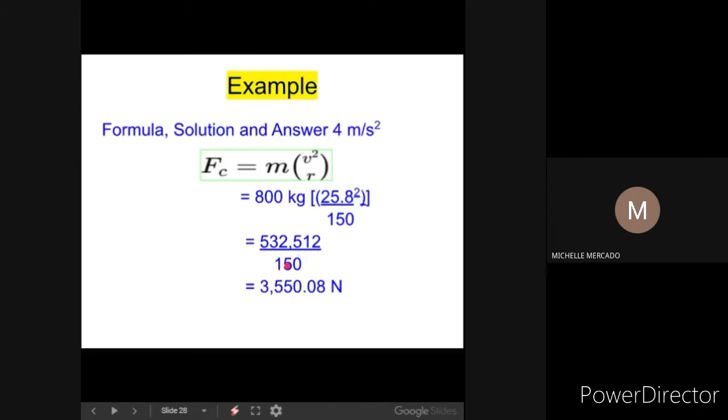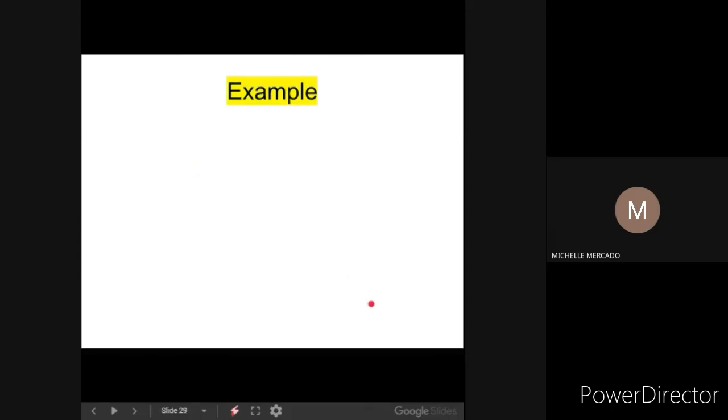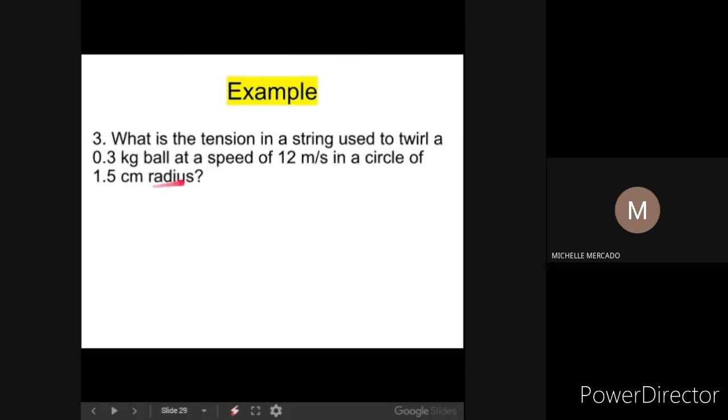Again, 532,512 divided by 150, the answer is 3,550.08 Newton. Okay, next. What is the tension in a string used to twirl a 0.3 kilogram ball at a speed of 12 meter per second in a circle of 1.5 centimeter radius?